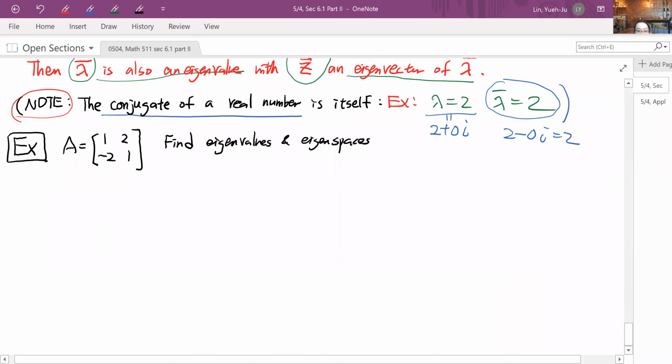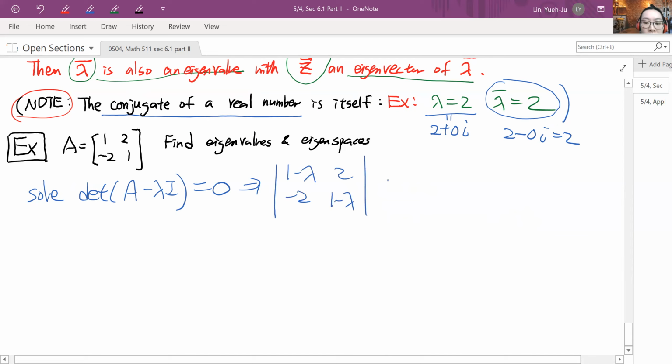I'm guaranteed that you're going to see a complex eigenvalue. So first of all, again, I'm going to solve for the eigenvalue, and you can see that this time you're going to see the complex situation. I want to solve the determinant of A minus lambda I equals 0. So I'm going to have (1 minus lambda) squared plus 4 equals 0. Let me expand this to find the root. This will be lambda squared minus 2 lambda plus 1 plus 4, that's 5.